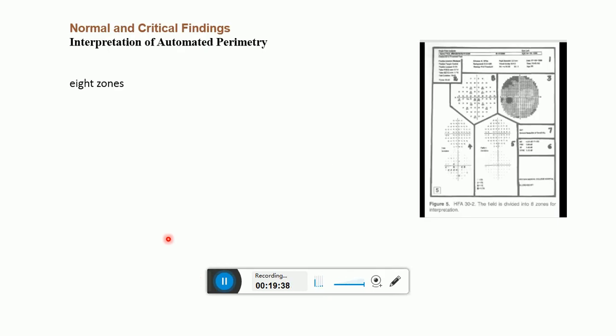Normal and critical findings. How to interpret automated perimetry. The automated perimetry report by the Humphrey can be divided into 8 zones for ease of understanding. This figure shows the 8 zones: 1, 2, 3, 4, 5, 6, 7, 8.